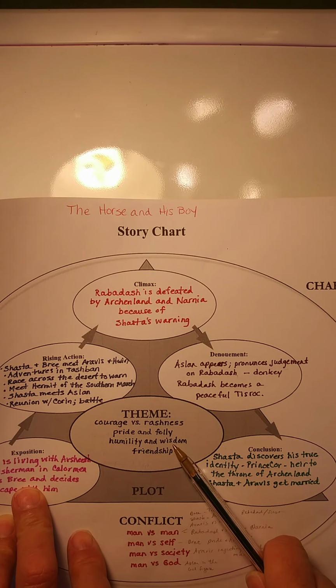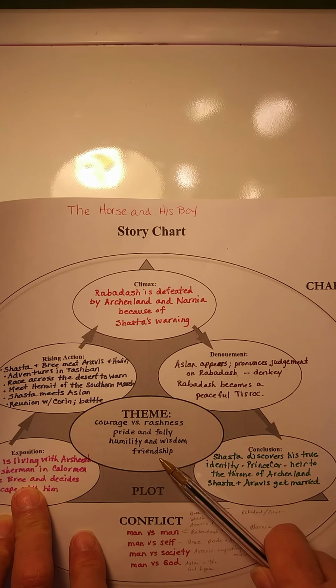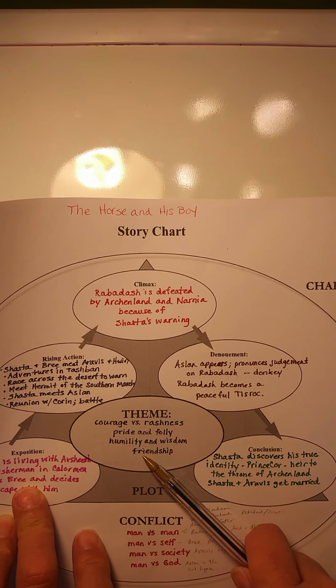The hermit was a character that showed wisdom. Okay, and lastly we have friendship. And we see friendship between Shasta and Bree.